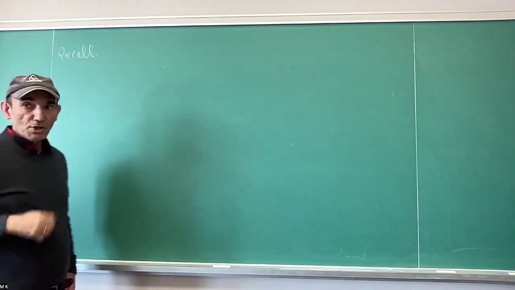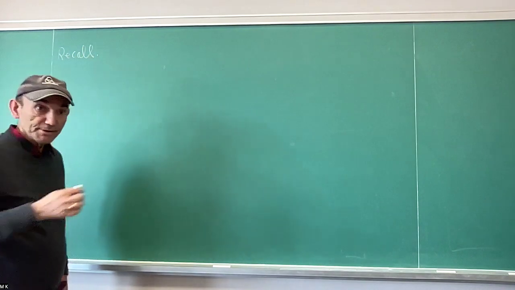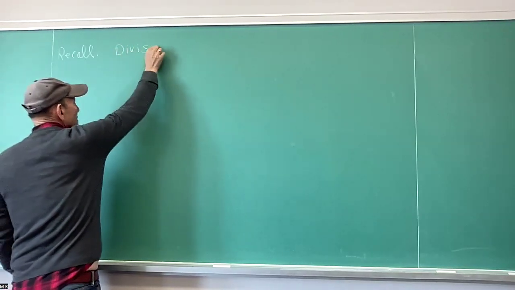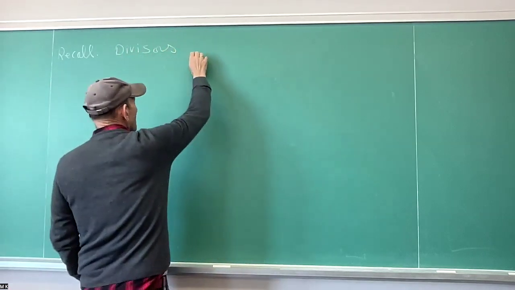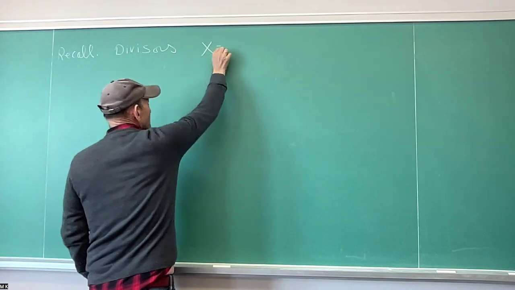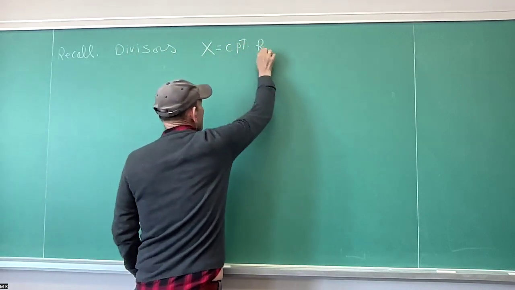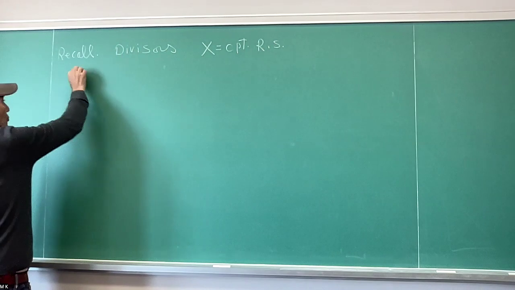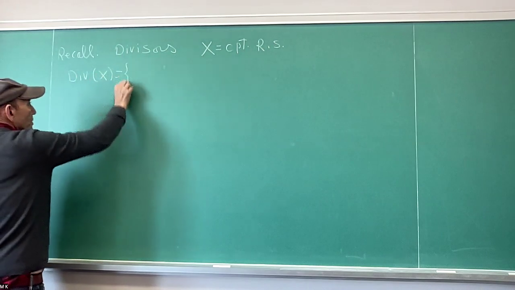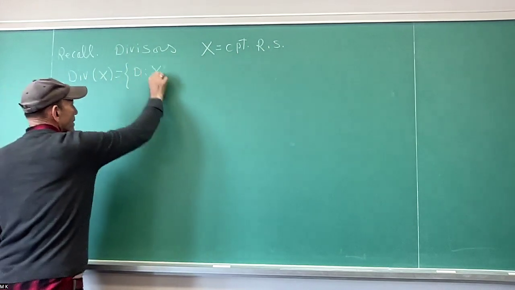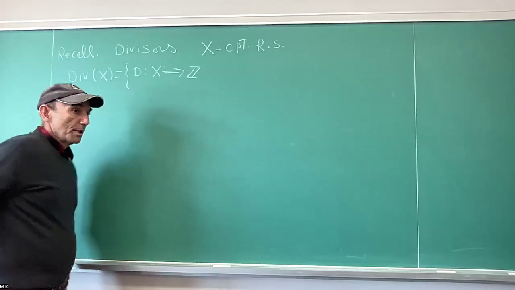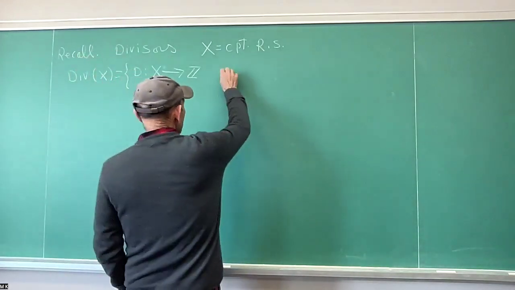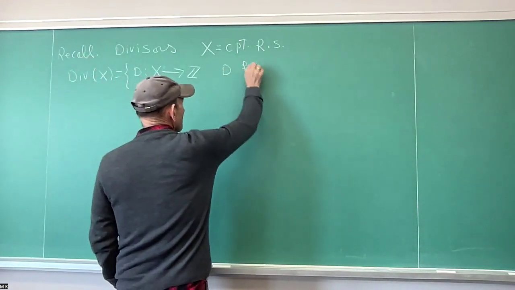Let me start by recalling what we did in the last lecture. We started discussing divisors. It was all about divisors. So basically, X is a compact Riemann surface, and then we defined the group of divisors to be the set of all maps D from X to Z, where D has finite support.